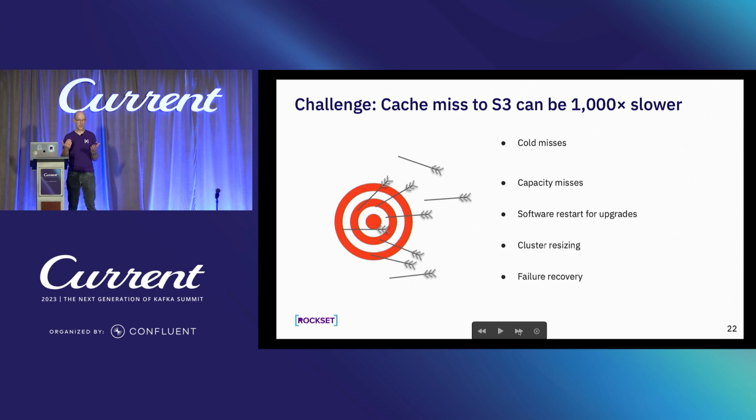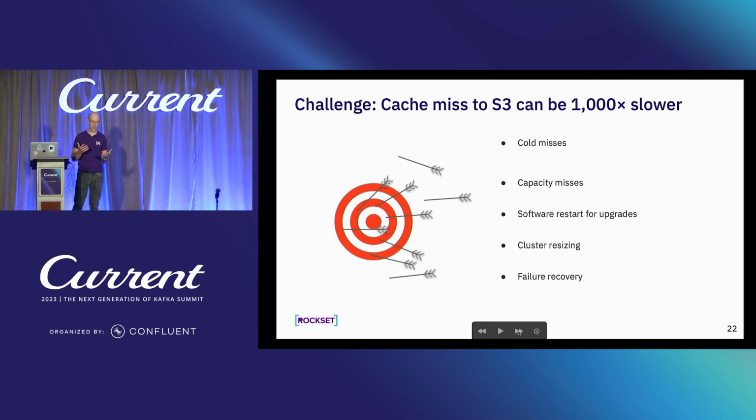The challenge here is that there's an enormous performance difference between getting a cache hit and a cache miss. It's up to about 1,000x. We can get a 400 microsecond hit to our disaggregated layer, but that's not S3. There's a bunch of reasons why you get cache misses. So what Rockset has done is enumerate all of them and put techniques in place to reduce them.